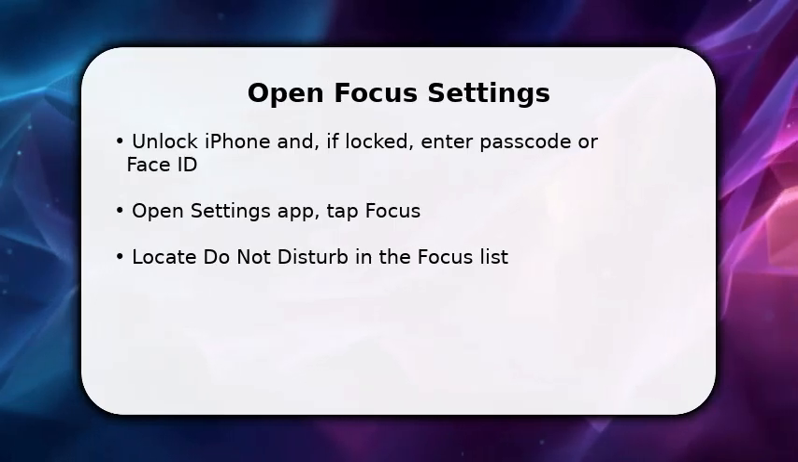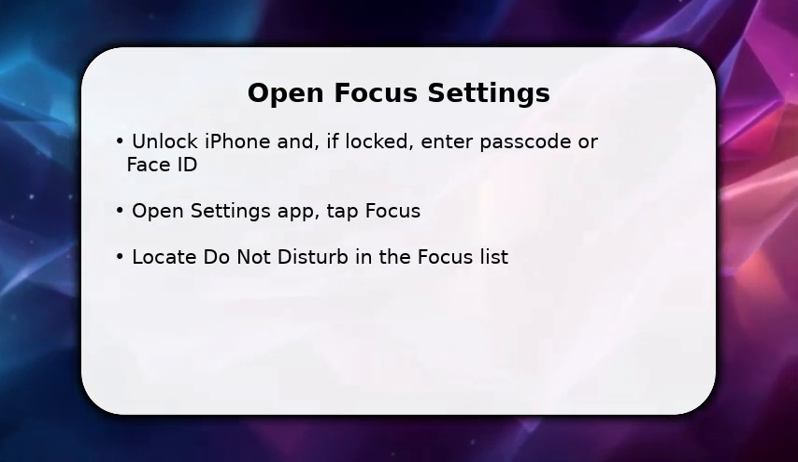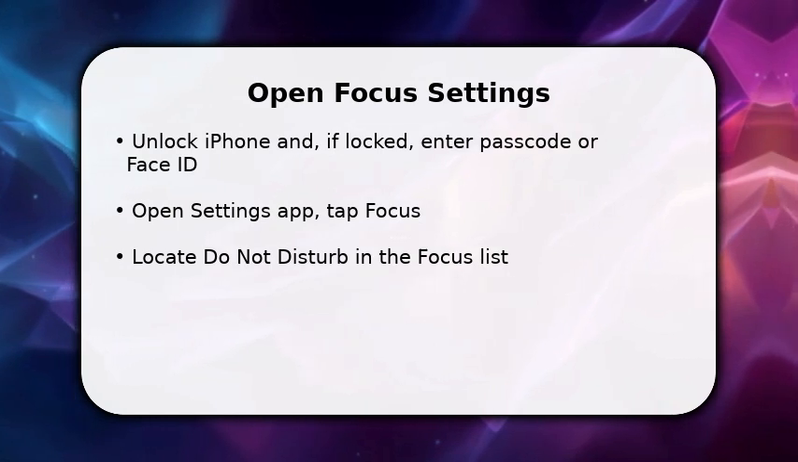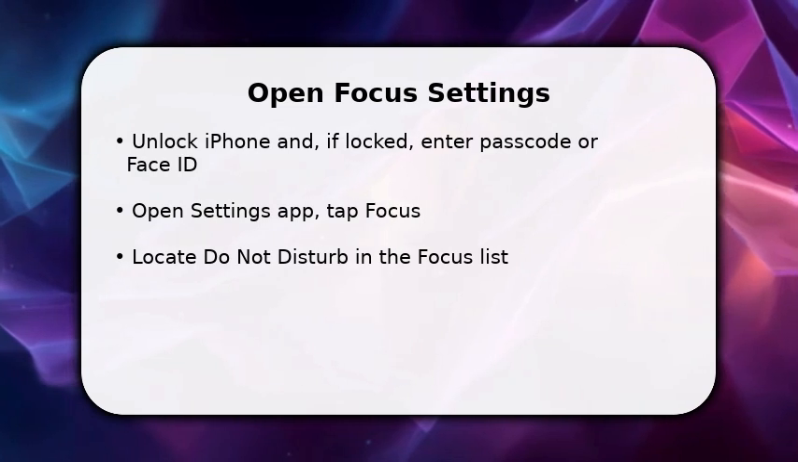You're ready. Unlock your iPhone and head straight to Settings. Once there, tap Focus to see all active modes. You're doing this because Focus controls system-wide silencing and automations, so we must access the source.